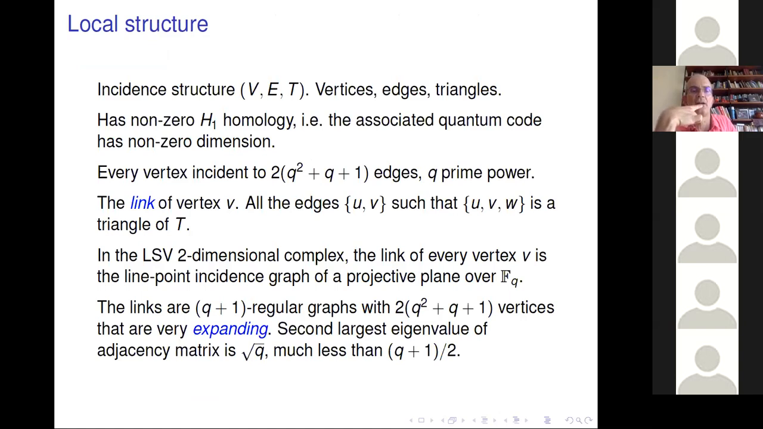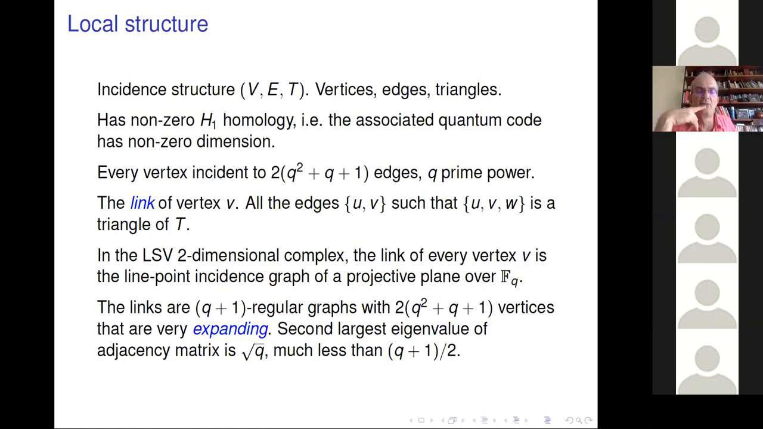It's an incident structure. It's a simplicial complex, meaning the incident structure is between vertices, edges, and triangles. We can think of the object as a graph which is full of triangles. It can be made to have non-zero homology, meaning that we can directly construct from it a quantum code, a quantum LDPC code with non-zero dimension.